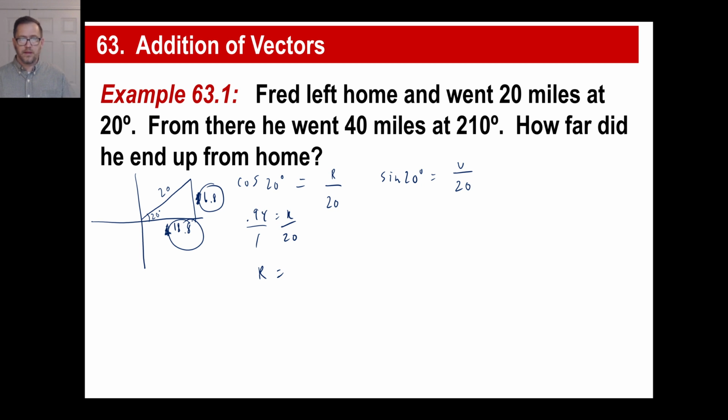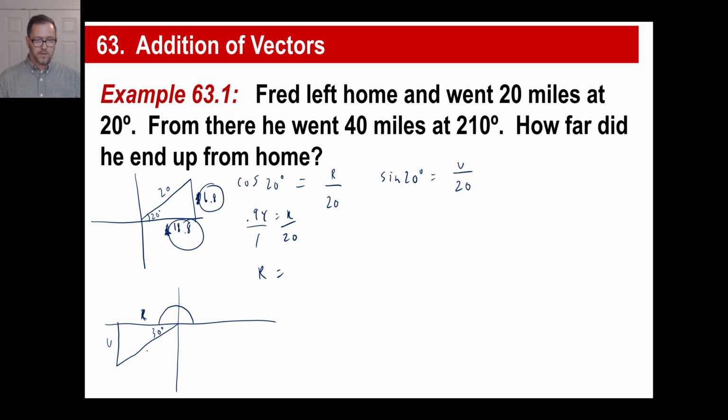Now, let's do the same thing. He says that from there he went 40 miles at 210 degrees. Well, we need to draw kind of an approximate value here. Here's 90, here's 180, and then we go 30 degrees more, like this, and draw a little triangle. And here's our r, and here's our u. And notice that this r is going to be negative. So whatever it is, you're going to have to do something negative with that. We'll talk about that in just a second.